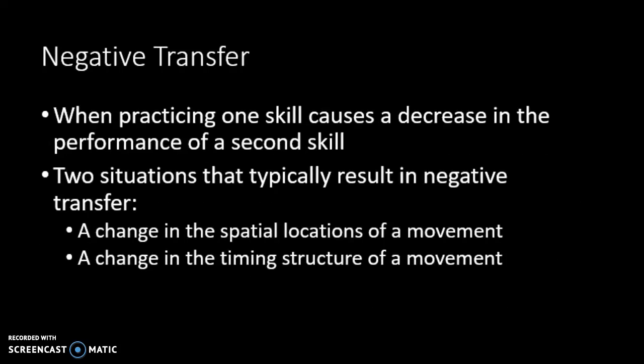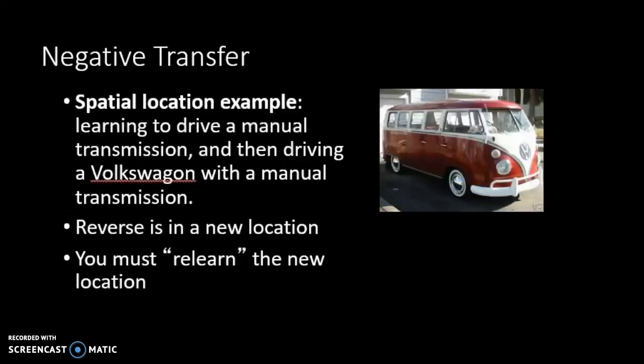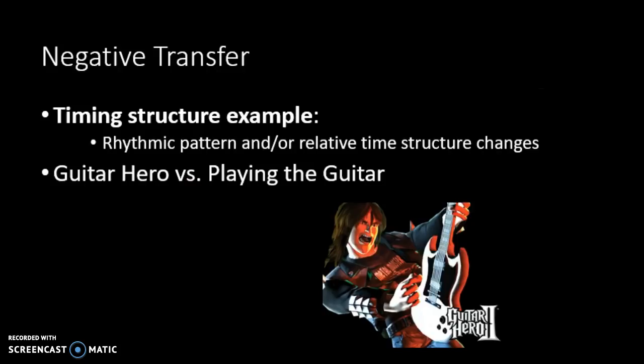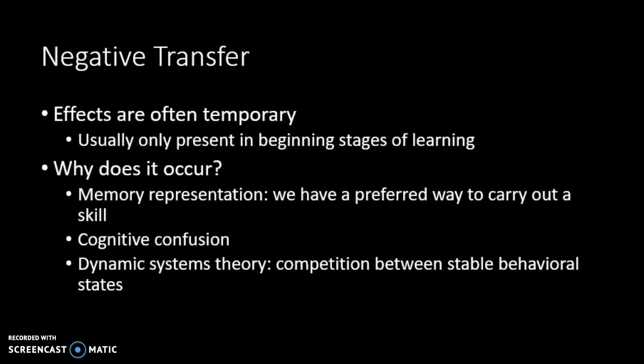We do have negative transfer, when practicing one skill causes a decrease in the performance of a second skill, due to a change in the spatial or timing structure of a movement. Spatially, consider driving a manual in one car and then driving a manual in a Volkswagen: there are new locations, and now you're trying to relearn them. For timing, look at the rhythm of Guitar Hero versus actually playing guitar, a totally different rhythmic pattern, so we'll see negative transfer. The effects are often temporary, usually only present at the beginning stages of learning.